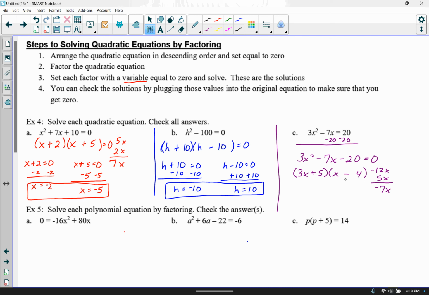Both of these factors have letters with them, so they both get set equal to 0. So 3x plus 5 equal to 0, and x minus 4 equal to 0. I'll do this one first. I'll pull that 4 over, so x equals 4. That's one of my solutions. Over here, I'm going to pull that 5 over. 3x equals negative 5, and then divide by 3. So negative 5/3 is my other answer. Negative 5/3 and positive 4, those are my two solutions.